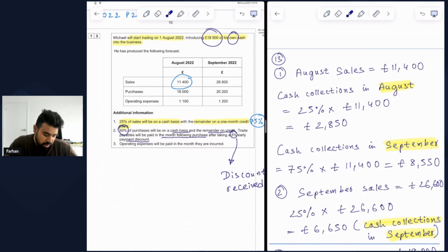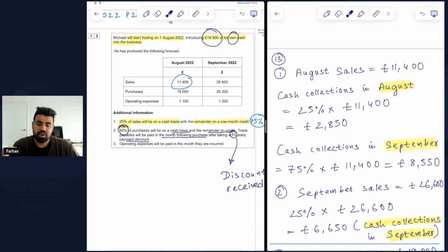And we understand based on the requirements mentioned in the first additional information that 25% of these sales that we're making in August will be collected in cash in the month of August. So cash collections in August would refer to the 25% which will be done on a cash basis. So 25% multiplied on the total sales of £11,400 gives us £2,850, which is what we're going to collect as cash in August. The remainder is going to be collected on a 1 month credit basis.